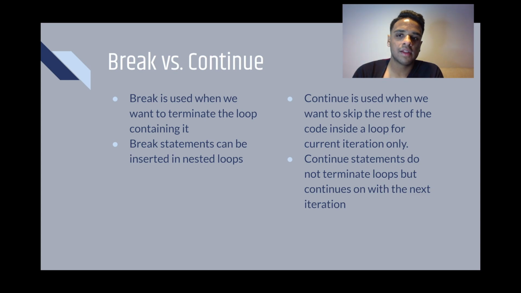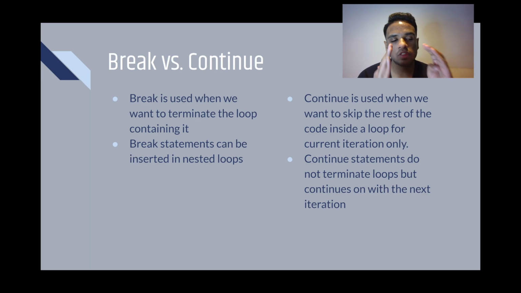Continue, however, do not get these two confused. It's very common to get both of these confused. That's why I'm showing a comparison of them. Continue is used when we want to skip the rest of the code inside the loop for the current iteration only. So if I'm on the first iteration and I hit the word continue, I don't want to keep executing. I want to skip the rest of it underneath it, go back to the top, and execute the next iteration. That's all that continue does.